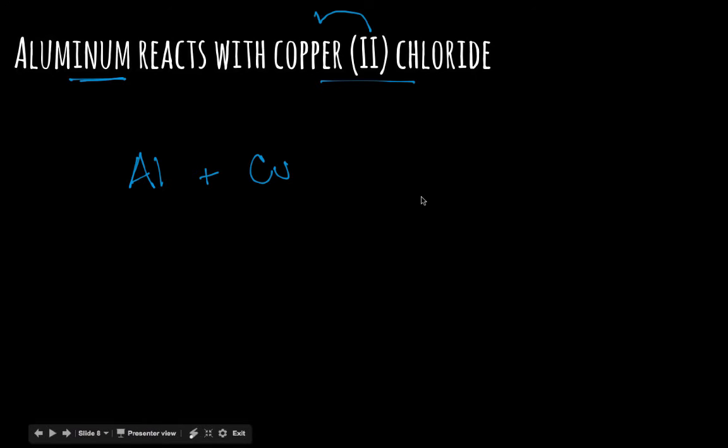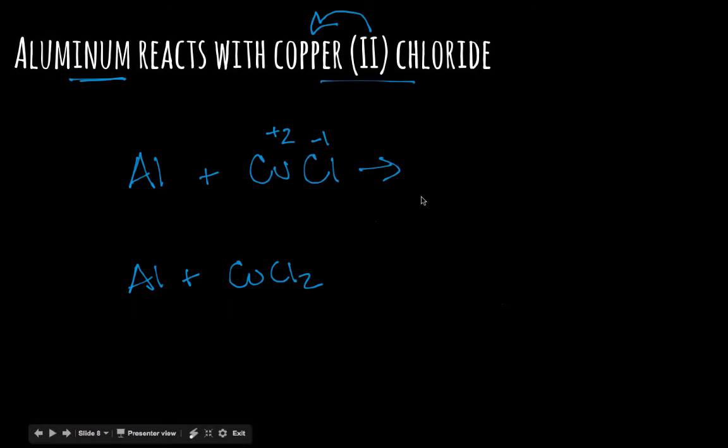Remember, if you have a Roman numeral, that tells me the charge on the initial element. So that means copper is a +2. Chlorine is a -1. So this is going to be CuCl2.